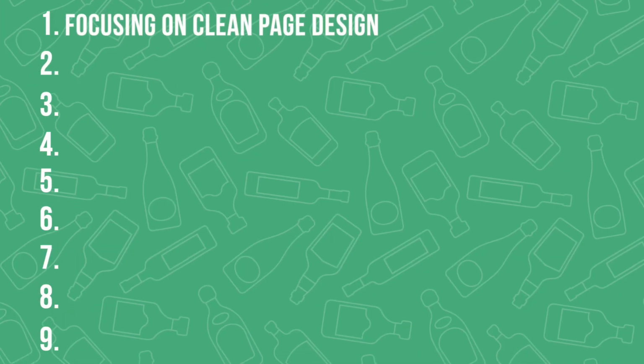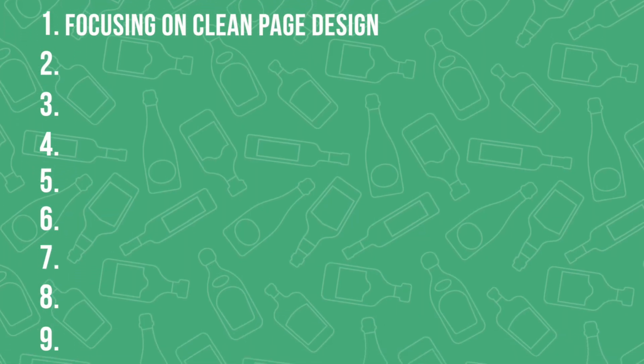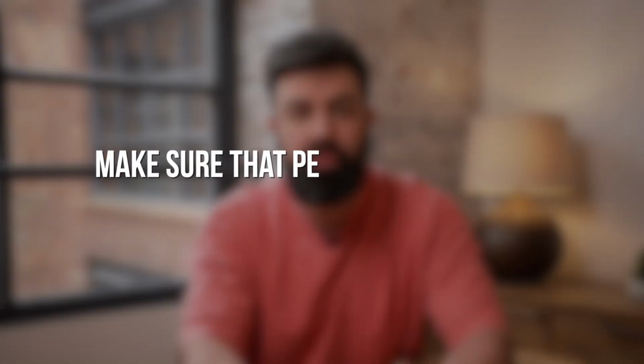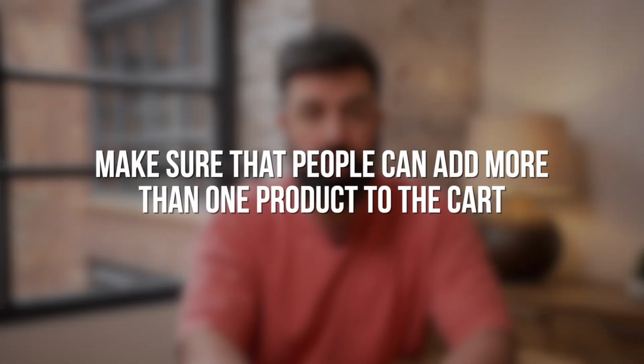So step 1 is focusing on a clean page design. You need a product image, you need to call out the ABV, the milliliters, a little bit of text, and then an add to cart button. And make sure that people can add more than one product to the cart.